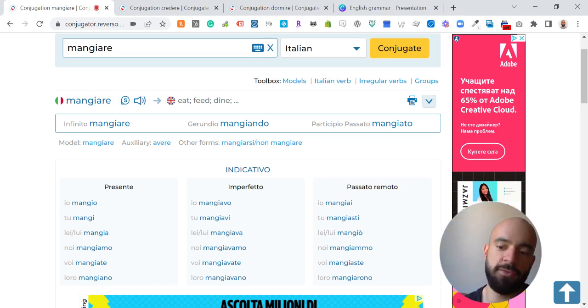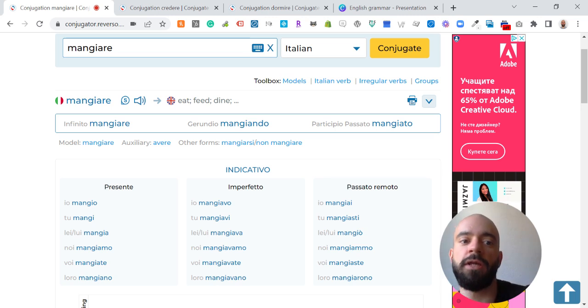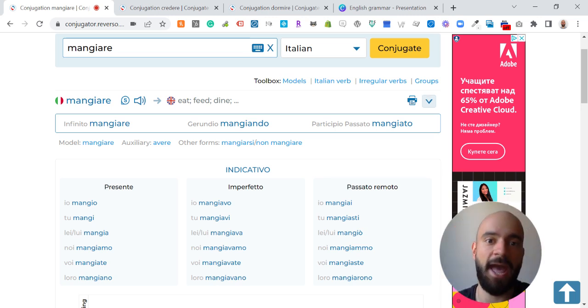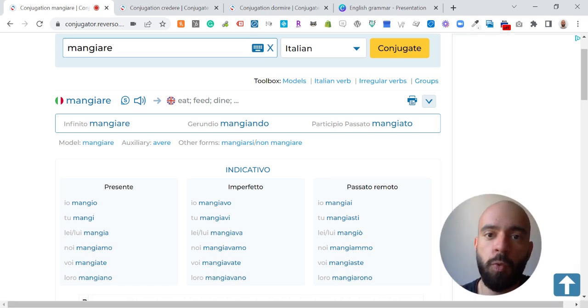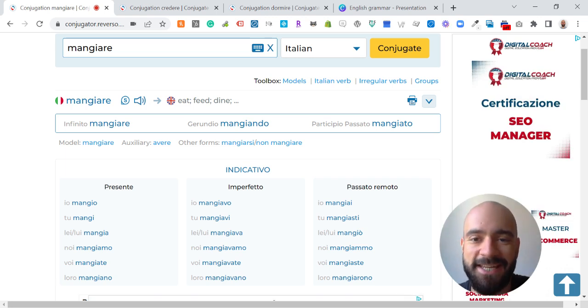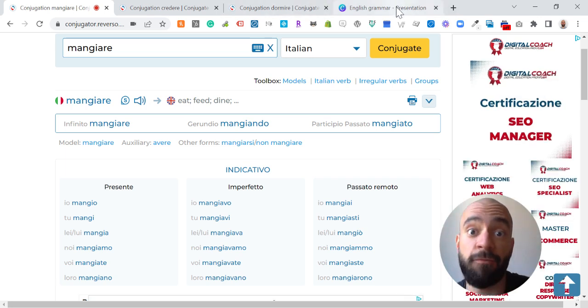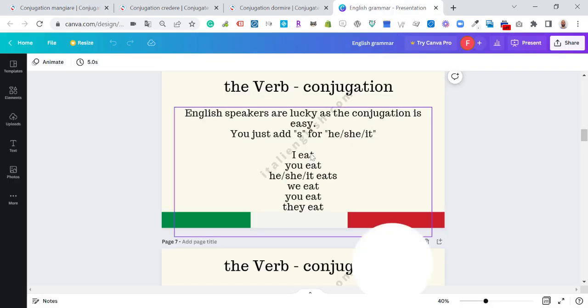Now, before I tell you the differences between the families of mangiare, are, ere, and ire, let me tell you something. In English, you are forced to say and write the pronoun every single time. You're forced to say I eat, you're forced to say you eat, and so on. Why is that? Because all the different conjugated forms of the verb are basically the same. So there is room for chaos.